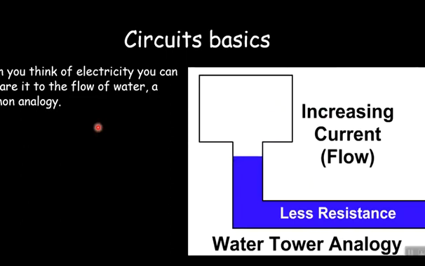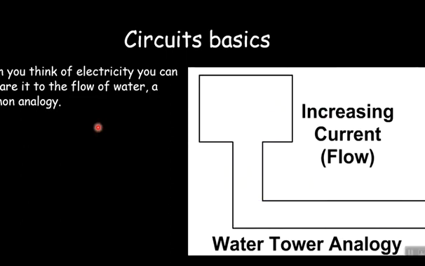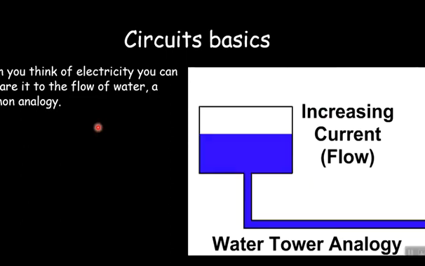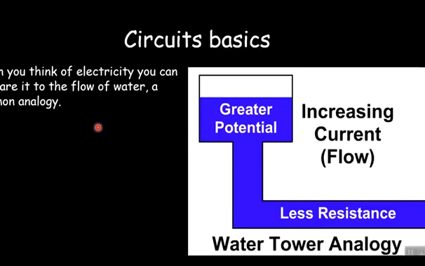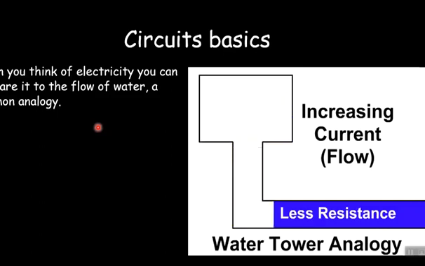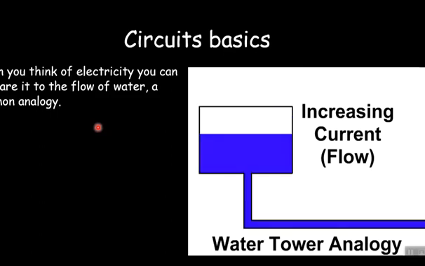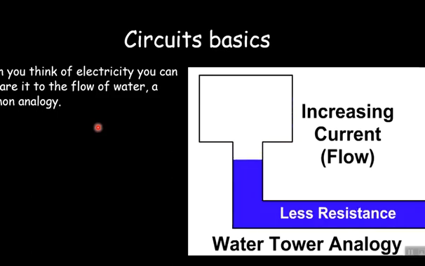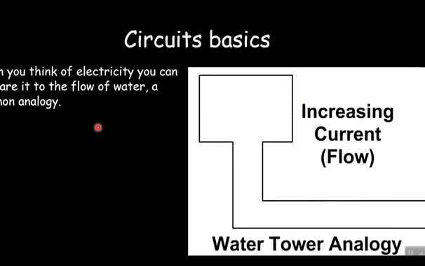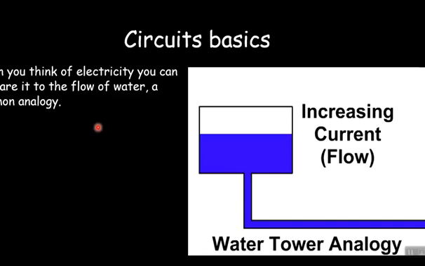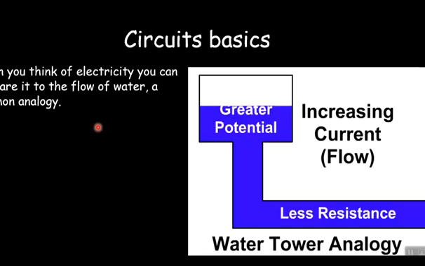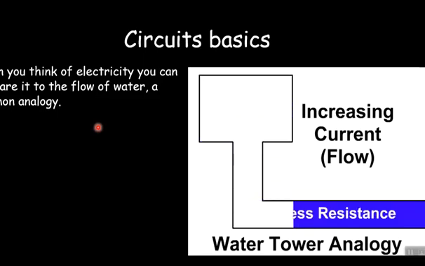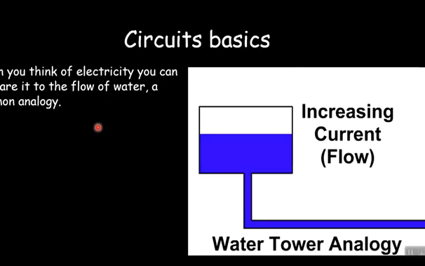Now there's a very good analogy that we usually use to understand how circuits work. There are three things that we're going to look at. We're going to look at the current, which is the flow, the potential difference, which is the amount of energy. In this case, it's the height of the water tower, and the resistance is the thickness of the pipe.